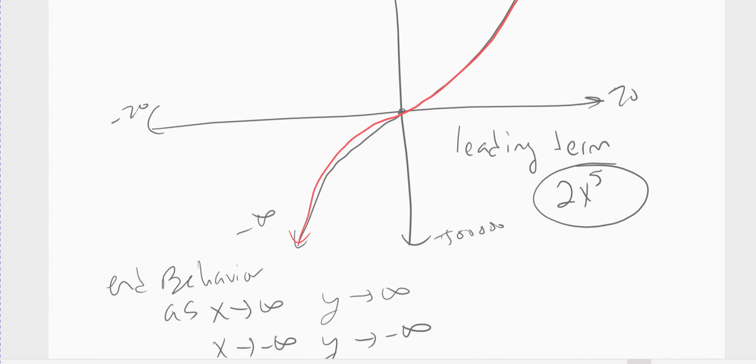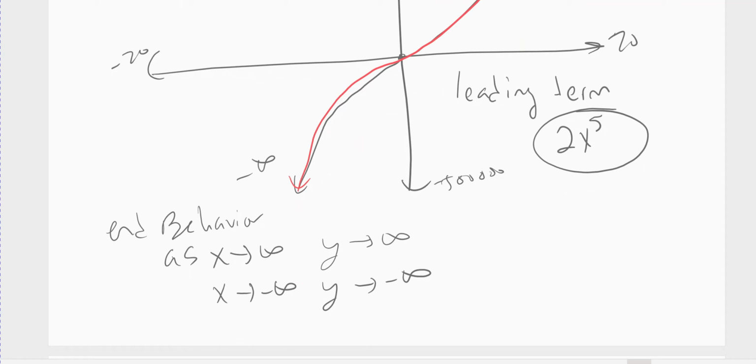When I'm plugging in big positive numbers, it's going to stay positive because the 2 is positive and odd keeps the positive. When I plug in negative numbers, it's going to go negative, right? If I take a negative number to an odd power, it stays negative. And since the 2 out front is just a positive 2, 2 times a negative is still negative. So like things come out. I plug in big positive numbers, I get out big positive numbers. And so the end behavior is, as I plug in big x values, I get out big y values. As I plug in big negative x values, I get out big negative y values, right?